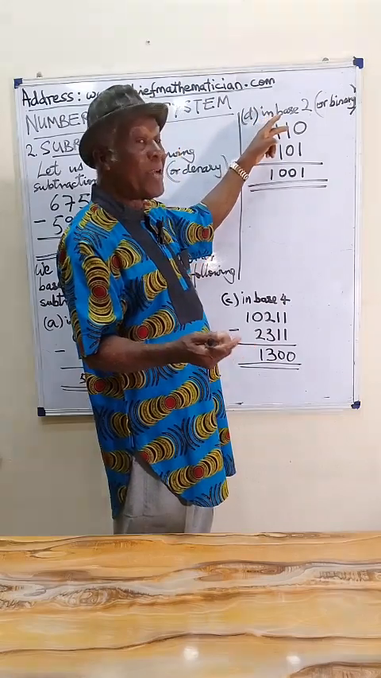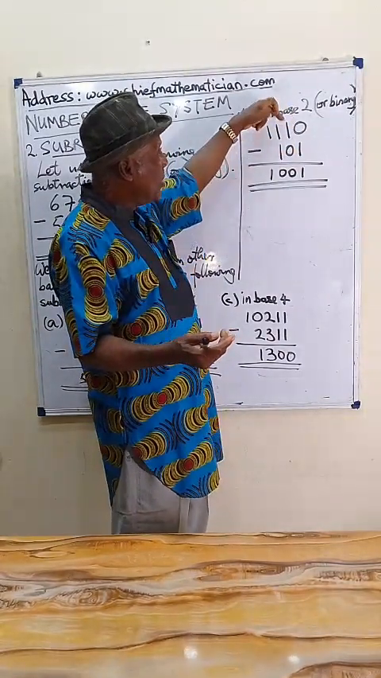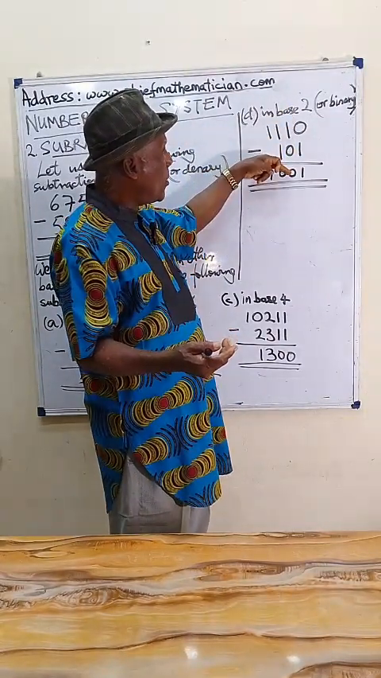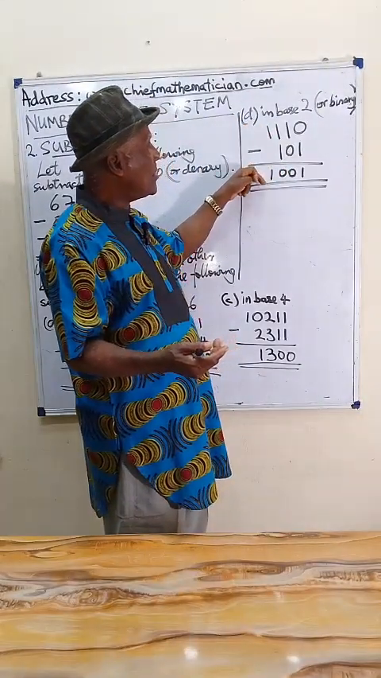You borrow this 1, which represents 2. And you put that 2 here. 1 from 2, 1. 0 is left here. 0 from 0, 0. 1 from 1, 0. Then you bring down this 1.